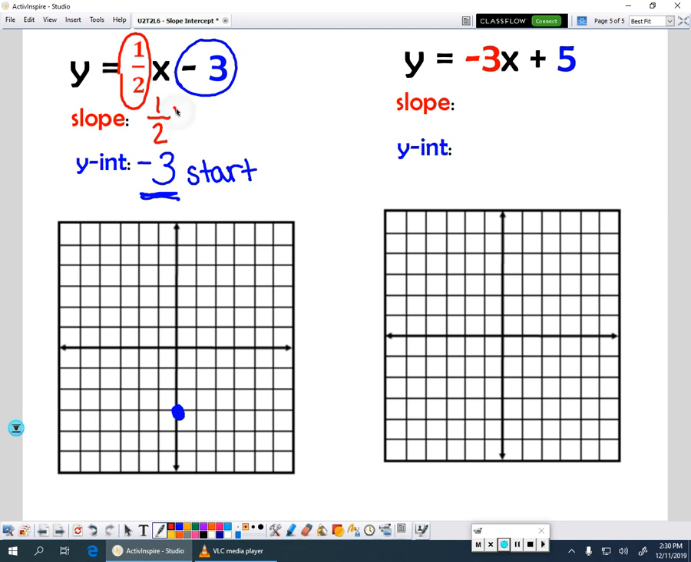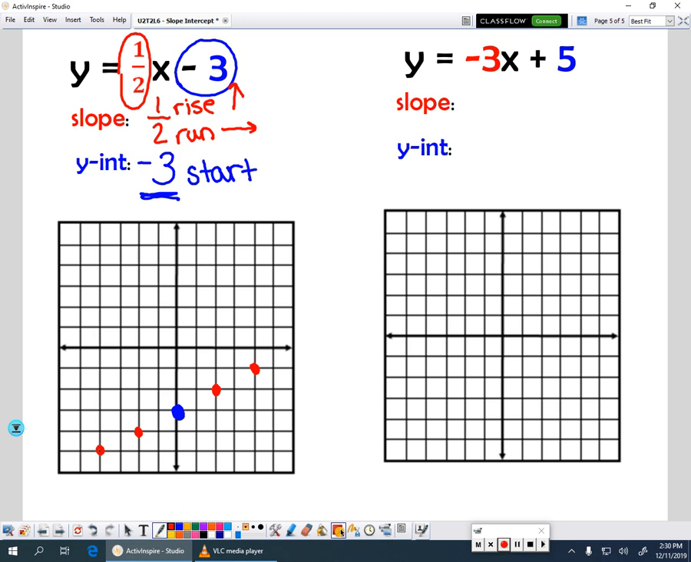Now remember, when you have a slope, you have a rise and a run. So rise, in this case, means I'm going to go up 1. My run means I'm going to go to the right 2 places. So from this starting point, I'm going to use my slope, up 1 over 2, and make another dot. And I'm going to continue that pattern. I can also continue this pattern backwards to get a whole bunch of dots.